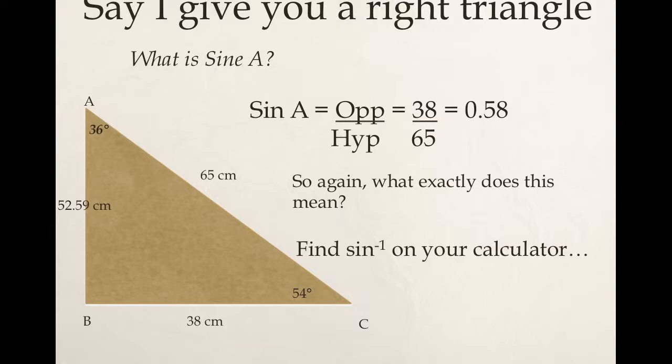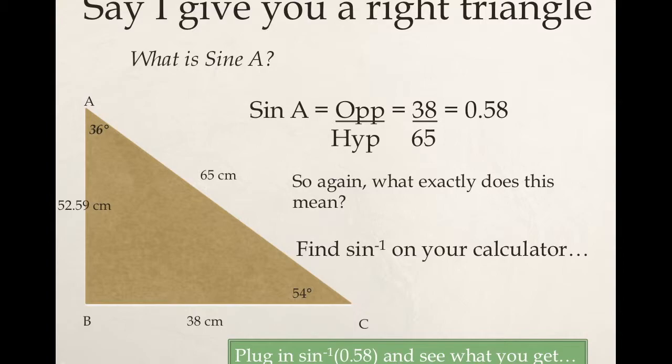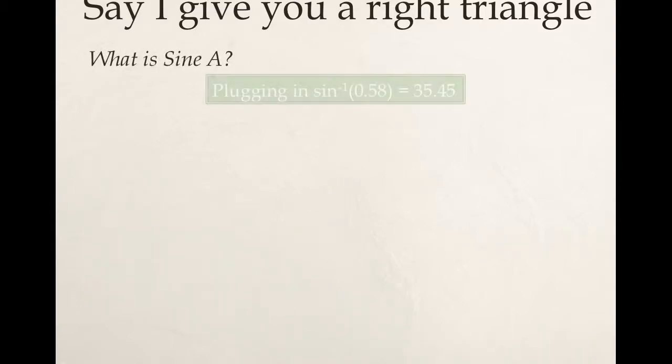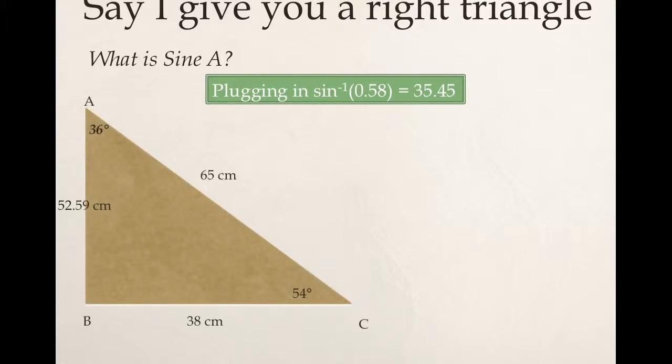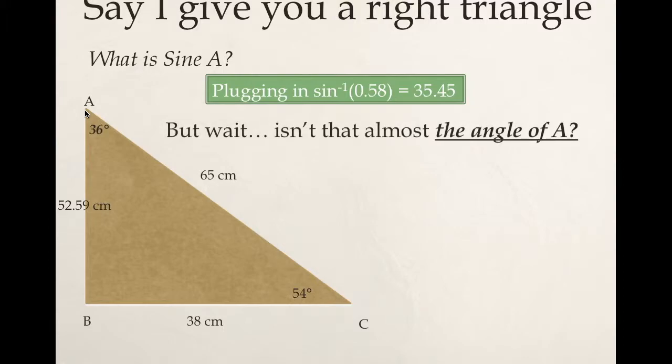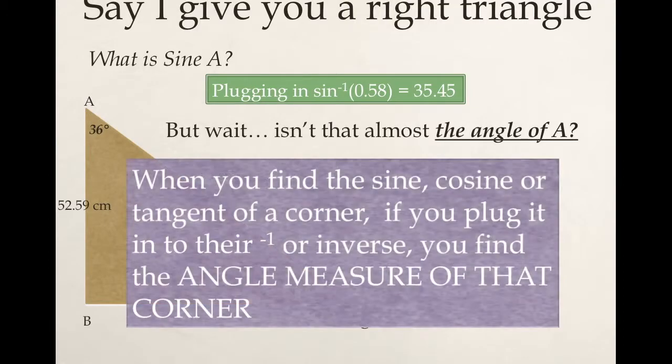First, find the sine to the power of -1 on your calculator. Usually it's where sine is, but it's the second function. When you find it, plug in sine -1 of 0.58 and see what you get. When you plug in sine -1 of 0.58, you get 35.45. Let's look where A is. Here's A. What do you notice? 35.45, I got A is 36. That's kind of almost the angle of A.